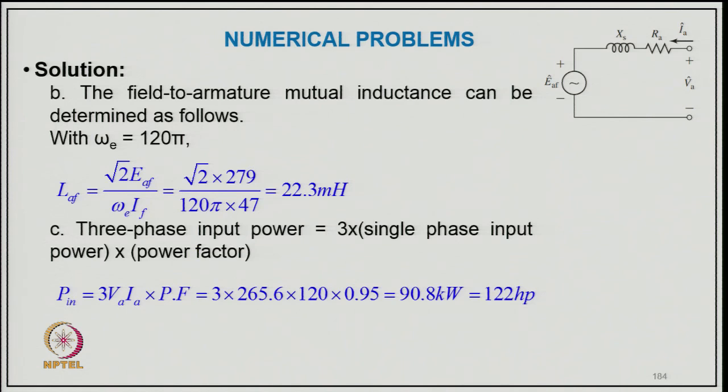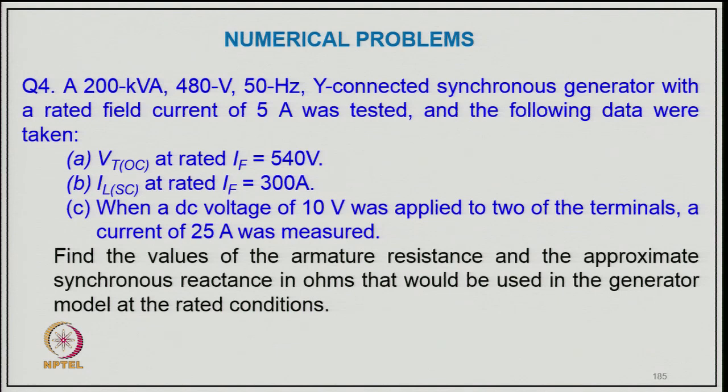And the field to armature mutual inductance can be determined, omega equal to 125. So, L_F will be root 2 E_F divided by omega I_F, that becomes root 2 into 279 divided by 120 pi into 47, that is 22.3 millihenry. The 3 phase input power will be 3 into single phase power factor, so 3 V I A power factor. So, 3 into 26.5 into 120 into 0.5, that is 90.8, that is 122 horsepower.